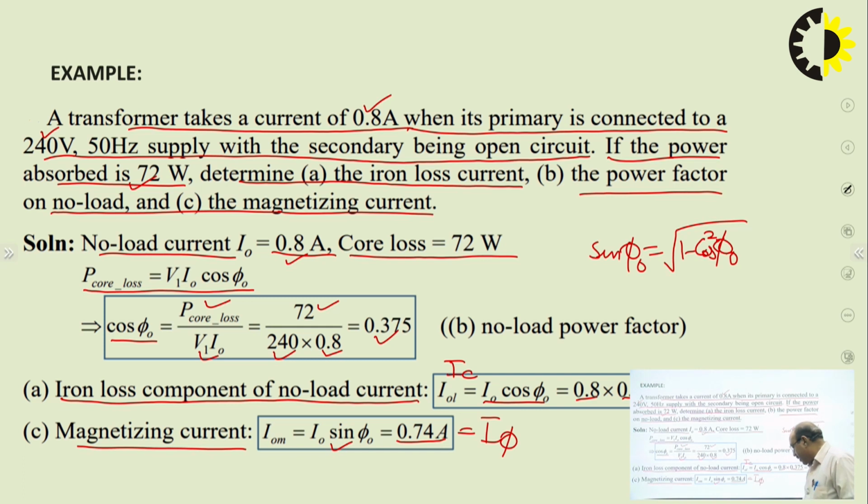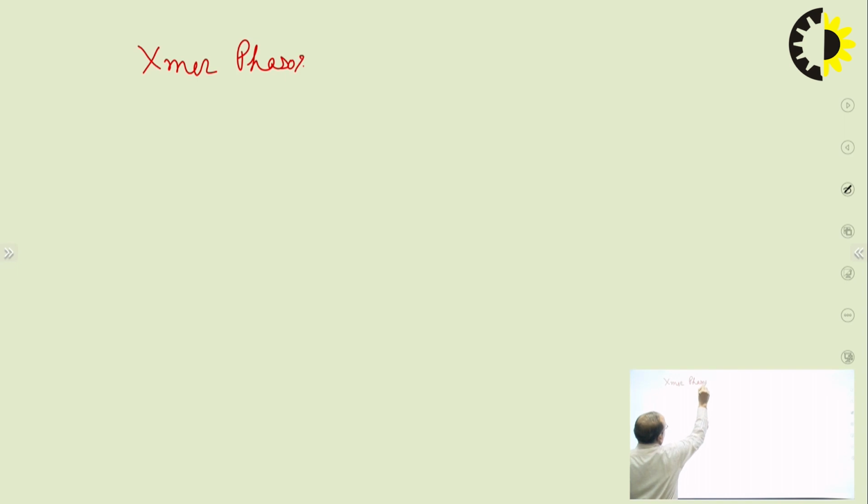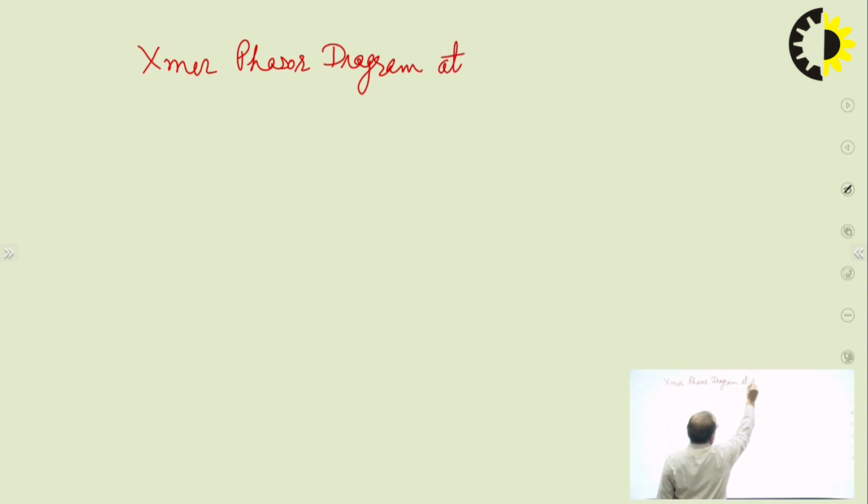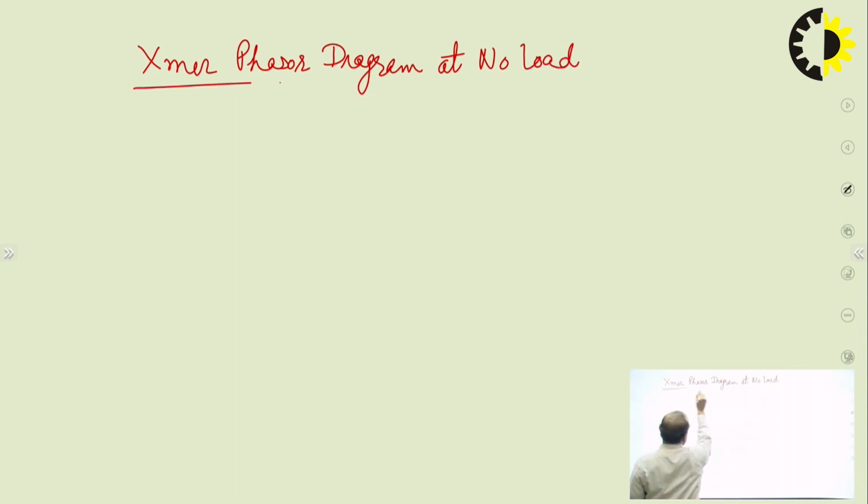So let us discuss this phasor diagram completely at no load condition for a transformer, how it will be there. Transformer phasor diagram at no load. The secondary side will be open circuit, that means no current will be there at the secondary side. So what we do first, we draw both the axes, horizontal as well as vertical axis.